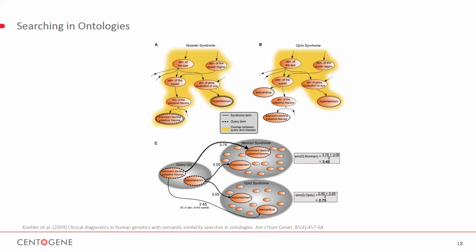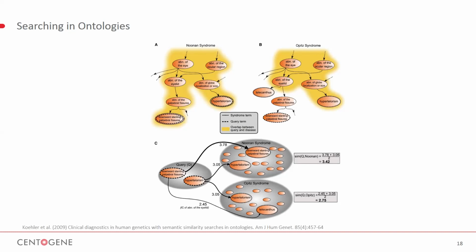Similarity scoring works in the following way. We're going to look for the average maximum information content of the most informative common ancestors of terms. Here we see a few examples on this slide. And not to overcomplicate things, up on the left-hand side, A, we see 2 terms on the lower side, downward slanting palpebral fissures and hypertelorism. Those were the 2 terms provided by the clinician in this case. And in the case of Noonan syndrome here, highlighted by the yellow, they also happen to match the query that we'd expect from Noonan syndrome to a T.